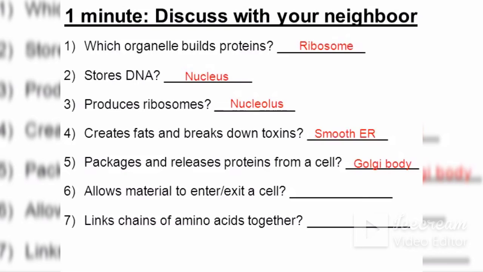Number 6, which organelle allows materials to enter and exit a cell? Well, that's the cell membrane, also called the plasma membrane. Number 7, which organelle links chains of amino acids together? Well, that's the same thing as question number 1. Question number 1 and question number 7 are the same question, just worded a little differently because amino acids make proteins.